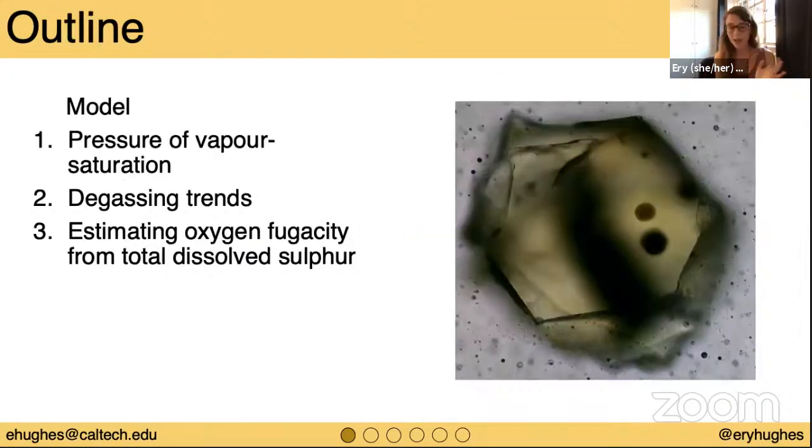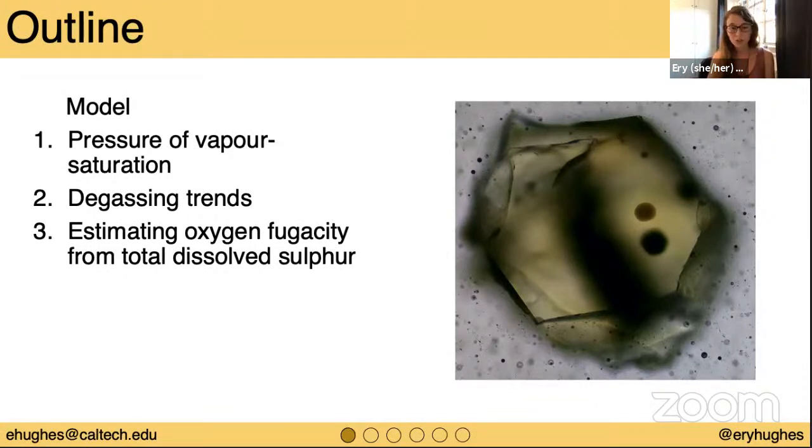So a quick outline of the talk, I'm just going to describe the model first of all, and then depending on the time, I've got 3 applications to show, looking at how sulfur, oxygen fugacity and water affect calculations of the pressure of vapor saturation, degassing trends, and also how we can estimate the oxygen fugacity from the total dissolved sulfur content. And all of this is aimed at being able to interpret melt inclusion data predominantly.